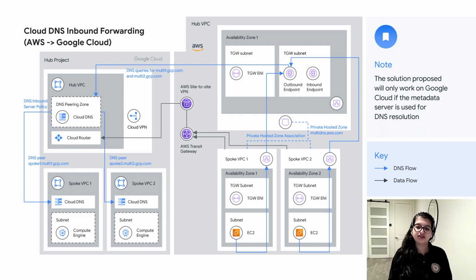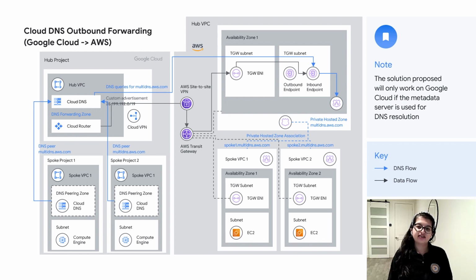Now, from a network routing standpoint, the transit gateway ENI that is present in both the spoke VPCs has an attachment to the AWS transit gateway, and the AWS transit gateway already has routes in its route table to forward traffic to the cloud router on the Google Cloud via AWS site-to-site VPN connection. So that's how the routing of the requests works.